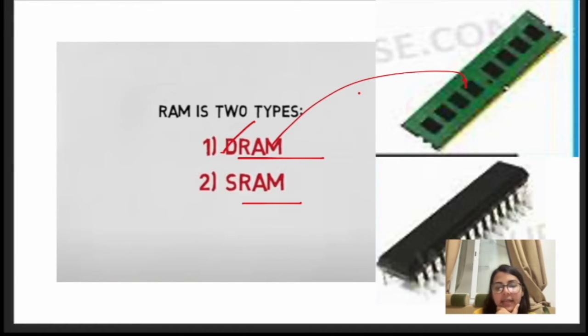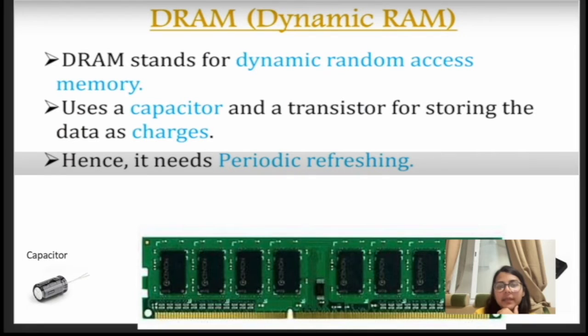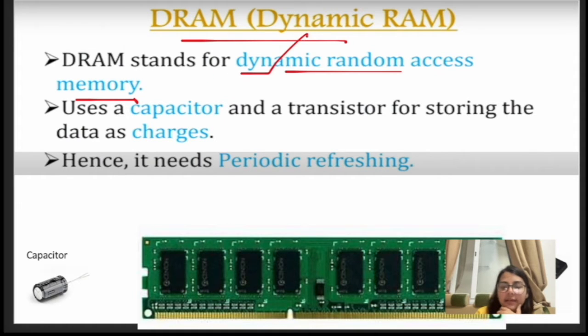And RAM is again subdivided into two, that is DRAM and SRAM. So what is DRAM? DRAM actually stands for dynamic random access memory, and SRAM stands for static random access memory. Then, students, what is DRAM? Here you can see what is DRAM. DRAM stands for dynamic random access memory. Okay, and why is it called dynamic, students? Do you know what is the reason behind that?